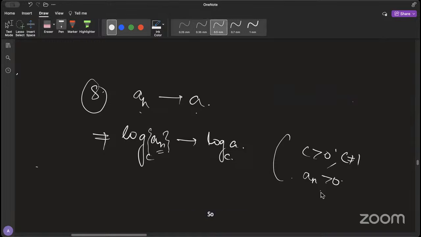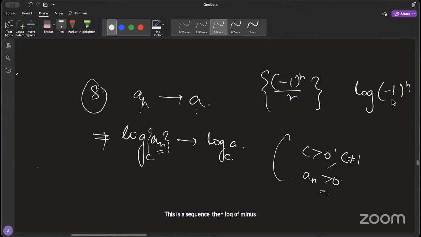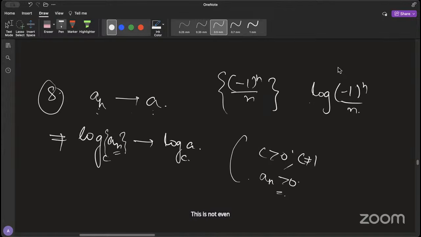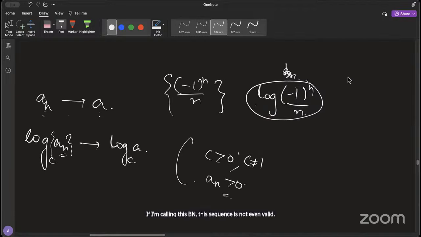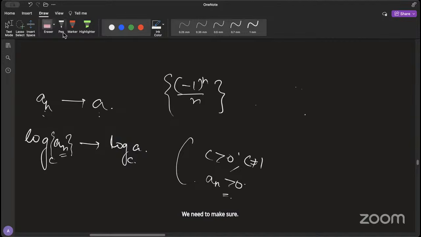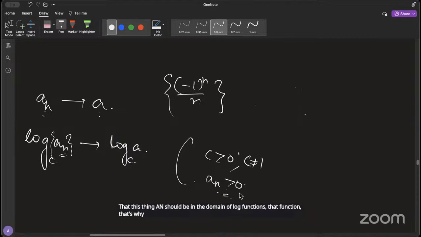So that condition stays here. That means if you're taking An, now let's say I have a sequence -1 to the power n by n, then log of -1 to the power n by n is not even valid. If I'm calling this Bn, this sequence is not even valid, because at n equals 1, you will have log of -1, which is not correct. -1 is not in the domain of log function. So that's why we need to make sure that An should be in the domain of that function. That's why I want An to be greater than 0, right? This is what you need to make sure.